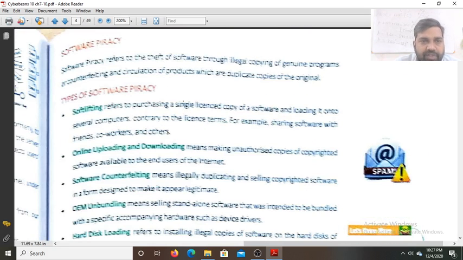So next is software piracy. This is software piracy, we'll study in the next class.